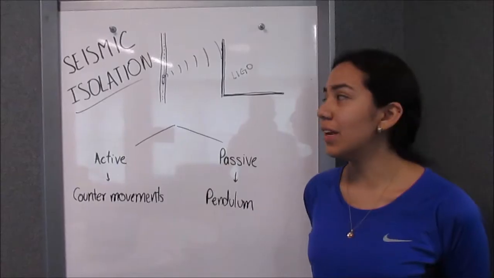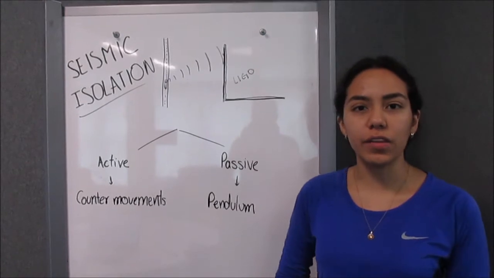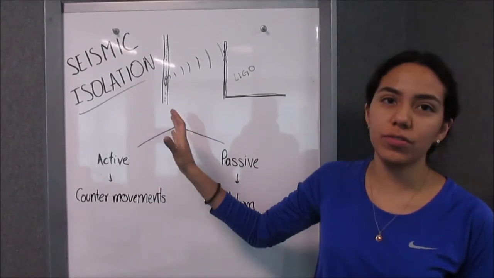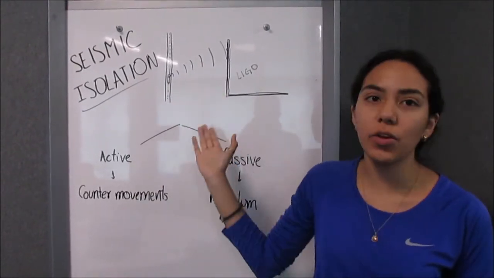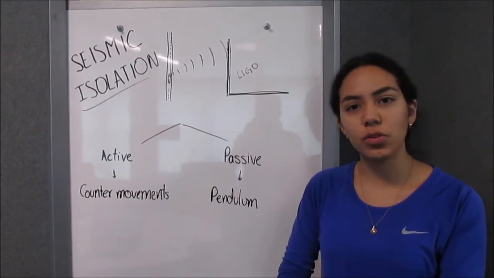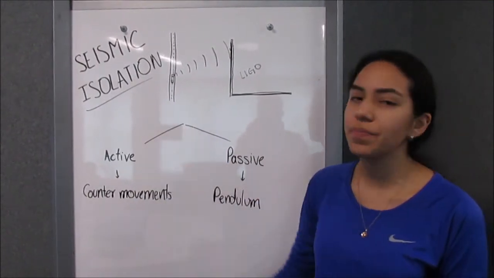LIGO uses four main components to increase its sensitivity and get rid of unwanted noise: vacuum, seismic isolation, data collection, and optics. Because LIGO interferometers are extremely sensitive, they can pick up vibrations from even trucks driving nearby or earthquakes, so it's important to have a seismic isolation system.